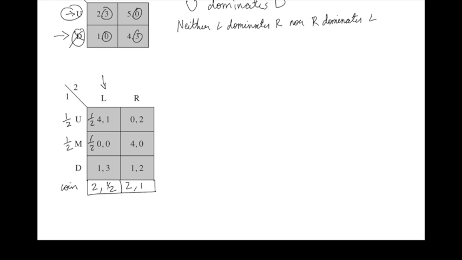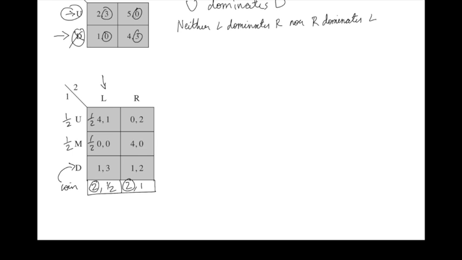Now we can see that this flip a coin strategy, flipping a coin between up and middle, dominates down. No matter what player 2 does, player 1 gets a payoff of 2 versus getting a payoff of 1.